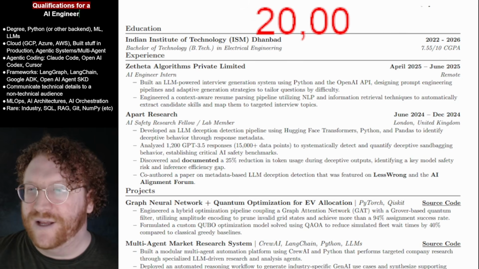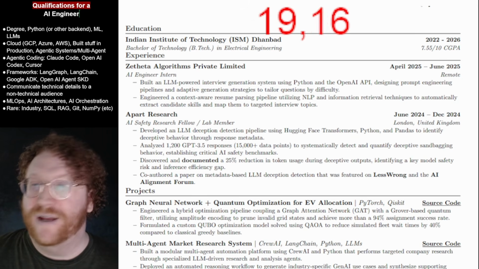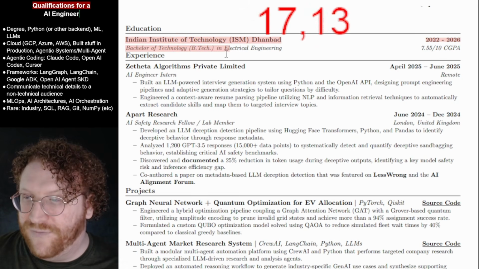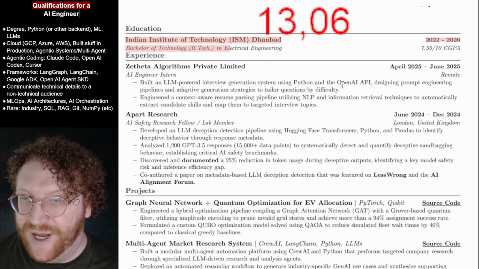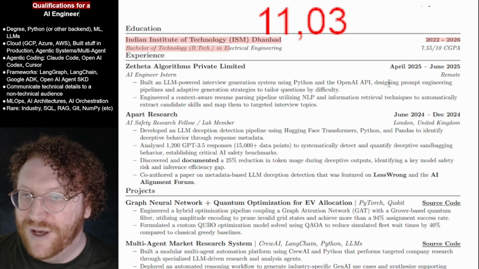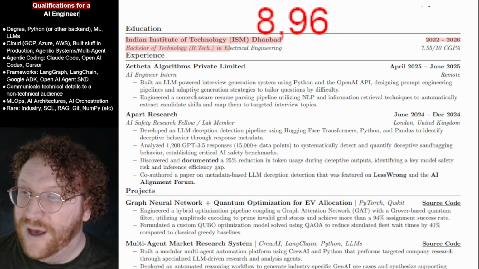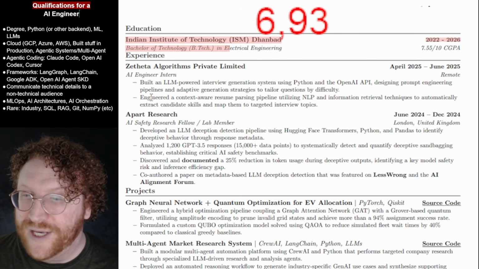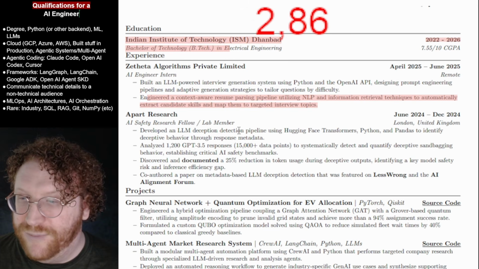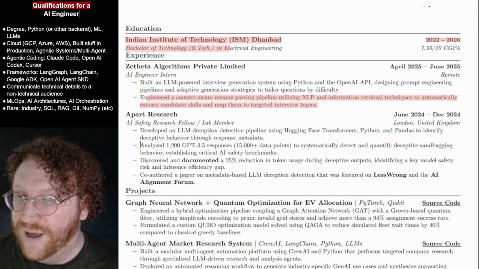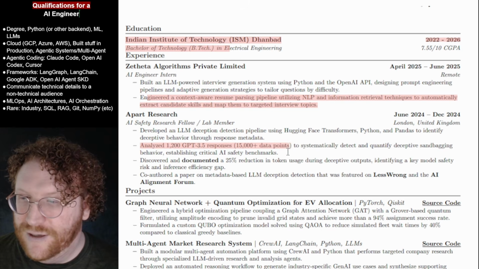So 20 seconds on the clock and go. Okay, this formatting's off. Built an LLM using Python and OpenAI, designed prompt engineers. This is okay. Engineered or context aware, utilizing automated other candidates. Again, not relevant. Developed an LLM pipeline using Hugging Face. It's fine to identify deceptive behavior, super responsive metadata. Analyze, doesn't matter.